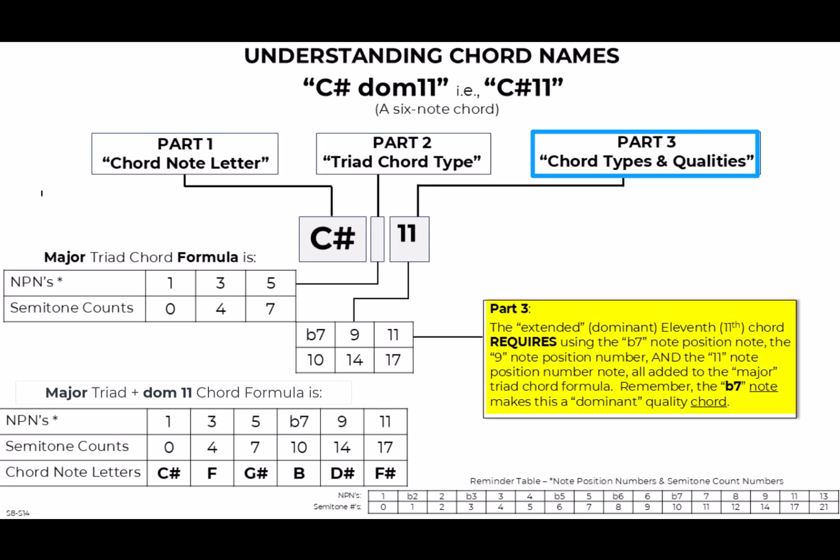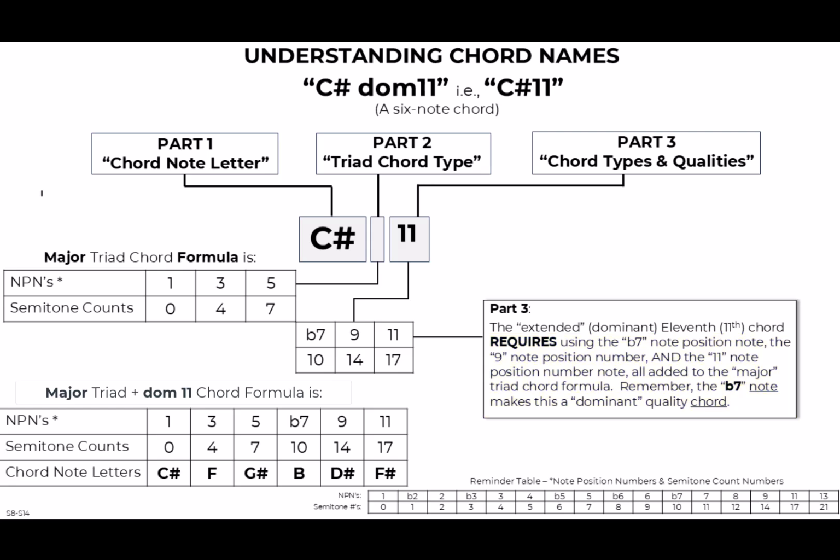And because this chord is extended to an 11 note position number, it obviously begins with its 3 triad note formula notes, and then adds 3 more notes to those, which is why it is a 6-note chord. Obviously, because it's a dominant chord, it's required to have the flat 7 note position note to make it dominant. Then it adds the 9 note position note to give it its 9th tone quality. And lastly, it must add the 11th note position note to give it its 11th note quality, as described in the name.